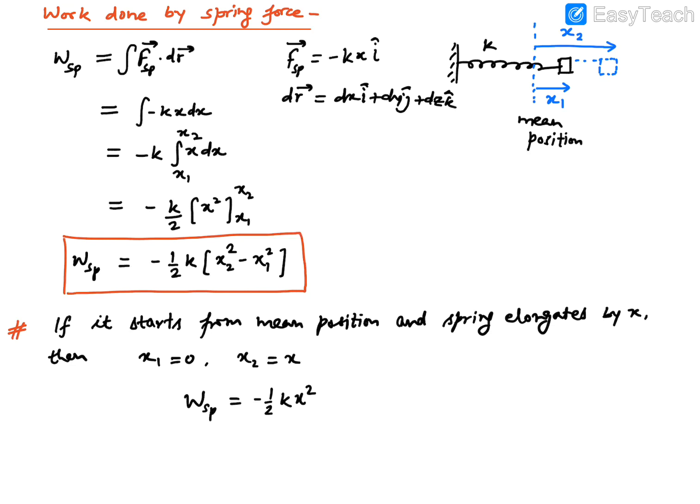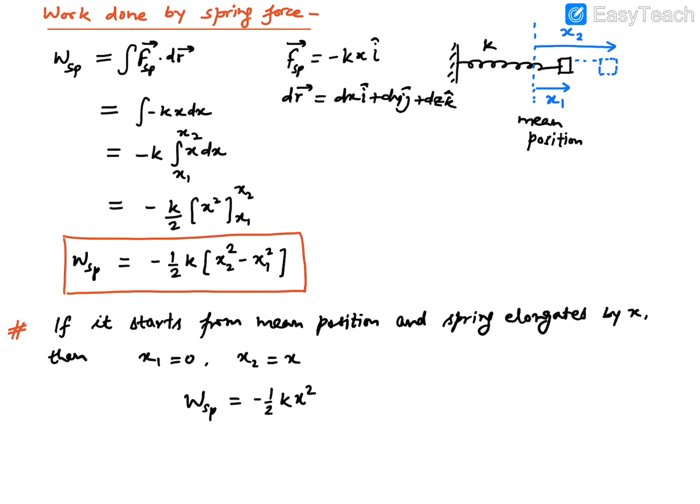However, if the particle is moving from an extreme position towards here, so if this is the displacement, then you'll find the spring force is also going to be in this direction. Then they will have the same direction, and the work done by spring force will become positive as well. So the work done is negative when we are starting from mean position or from a certain position where more elongation is yet to take place.